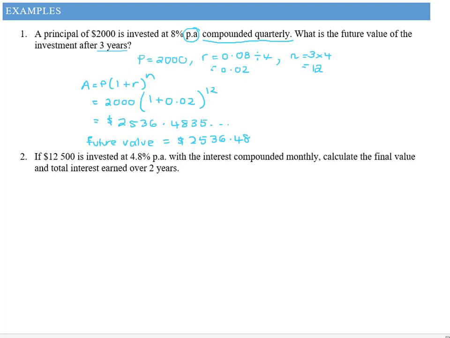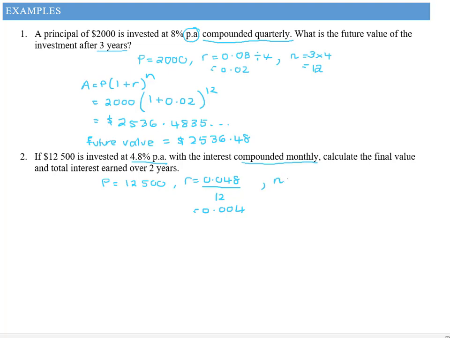$12,500 is invested at 4.8% per annum with the interest compounded monthly. So we're going to do the same thing. My principal, I'm told, is $12,500. My interest rate is 4.8%, which is 0.048 if I just divide it by 100. But my interest is compounded monthly. So that means I need to divide this by 12. And if I divide that by 12, I get 0.004.